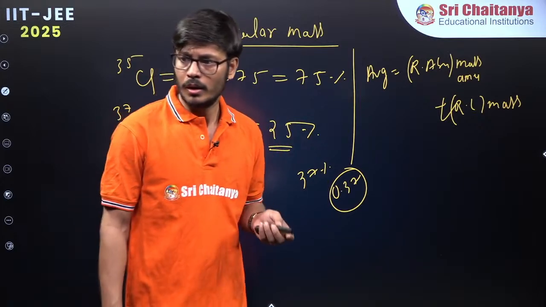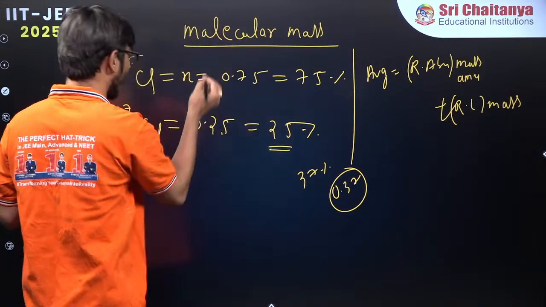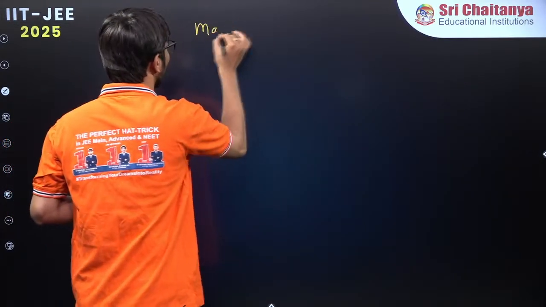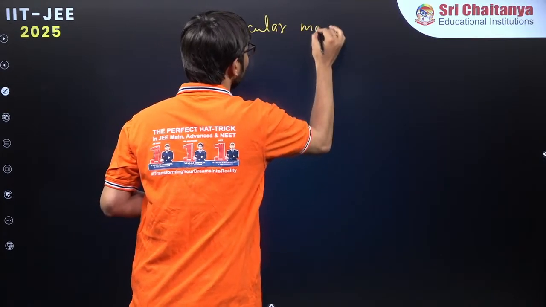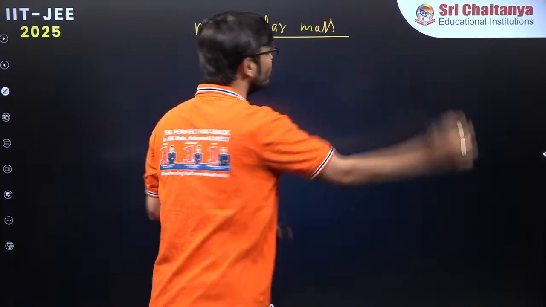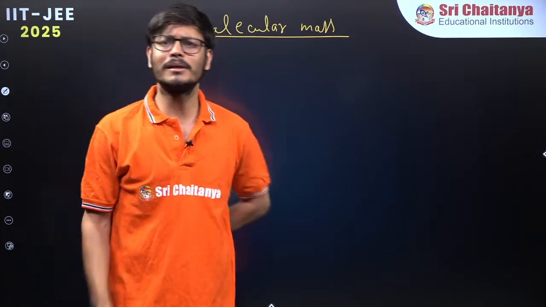Okay. So now we are starting with the concept of molecular mass. What is molecular mass? So in the last class we have learned the atomic mass. Now we are starting with the concept of molecular mass. How to calculate the molecular mass?